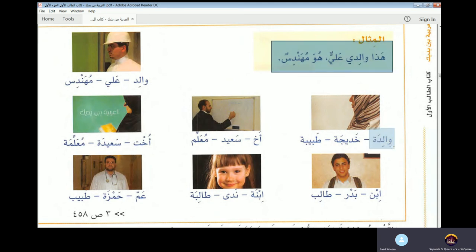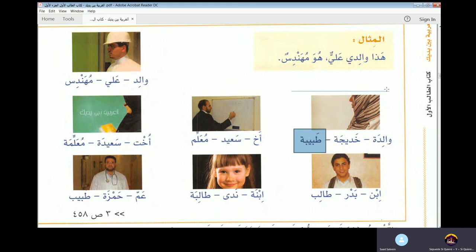Walidatu. Meaning? Walida, that's a mother? Yes. Imra, woman. Oh, okay, this is mother. Khadija is her name. Tabiba is a lady doctor, not a student. Tabiba, doctor.